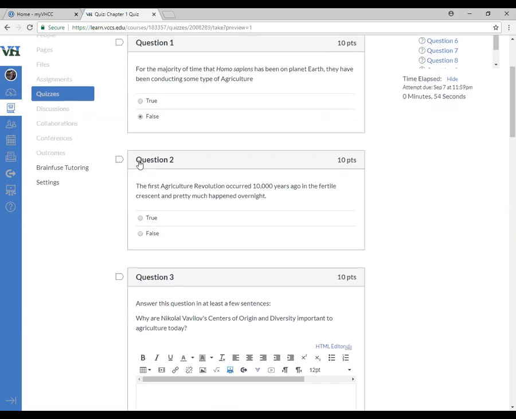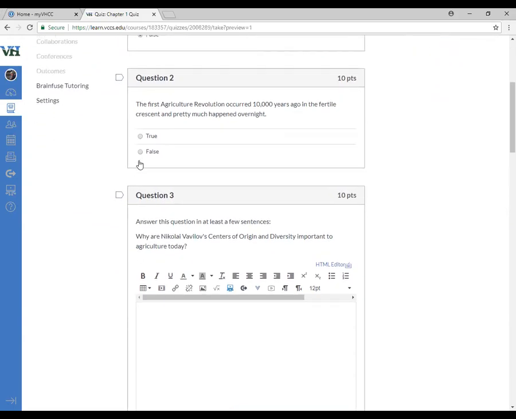Question 2: the first agricultural revolution occurred 10,000 years ago in the Fertile Crescent. That's true. But did it pretty much happen overnight? No, it did not. It probably happened over several thousand years. So that's false as well.